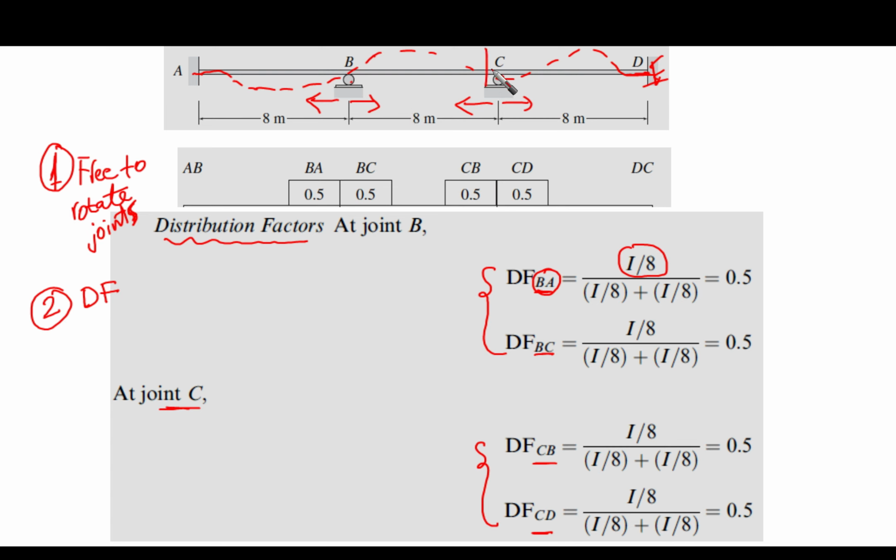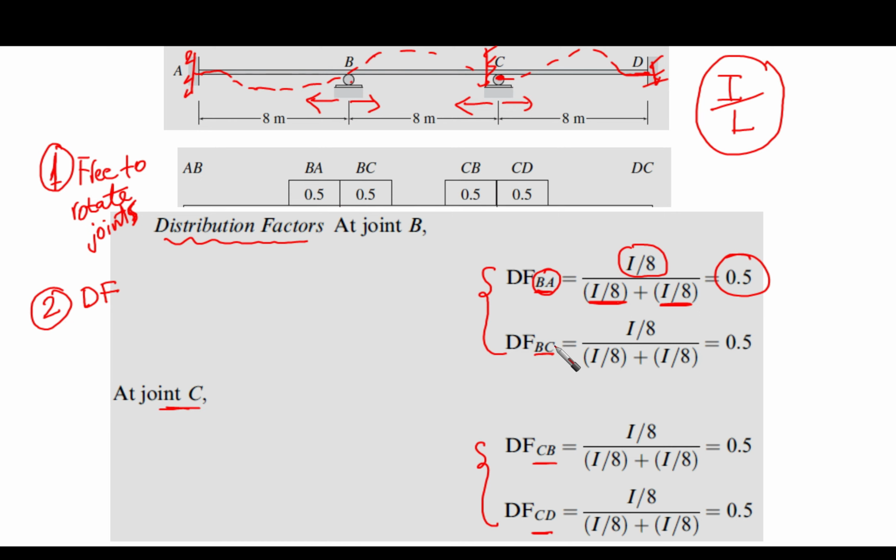The far end in both cases is fixed, so we are talking about I over L. This is the relative stiffness. Okay, so this means that in the denominator it is going to be I over 8 plus I over 8, left and right. And then that gives us, as you can see here, 0.5.